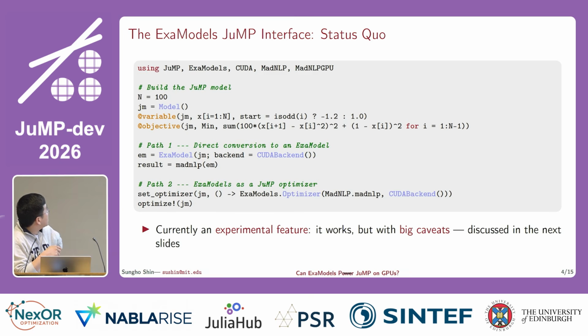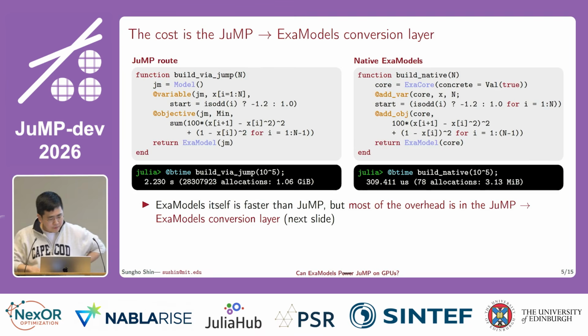And then after this, it is converted into a standard ExaModel so that you can solve it with a solver that supports the GPU capabilities. And another path is that ExaModels kind of behave like a standard JuMP solver. So in this case, we provide another layer within JuMP. We convert it into ExaModel, and then we let the MadNLP solver solve that problem on the GPU. So we can also use this capability in this way. So there are these two interfaces currently.